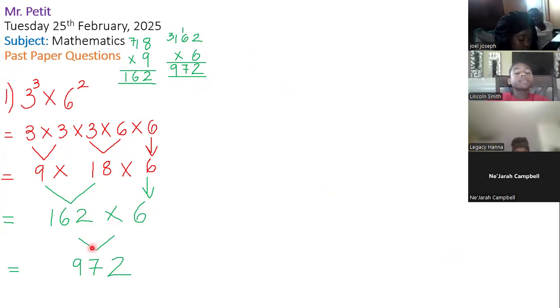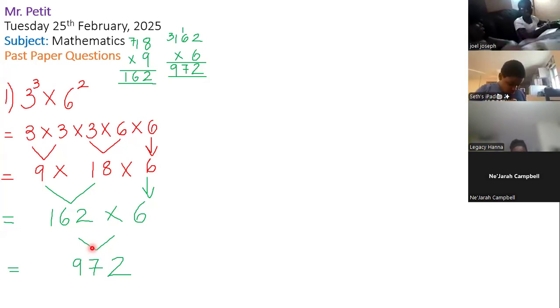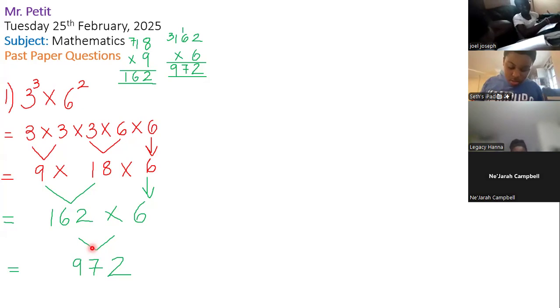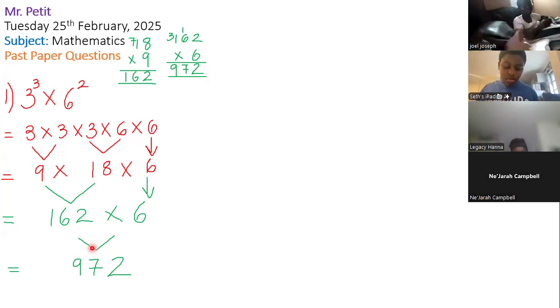And Lincoln, explain how we got 972. So we have 3 to the power of 3 and 6 to the power of 2. So we rewrite 3 to the power of 3, which is going to be 3 times 3 times 3. And we're going to write 6 to the power of 2, which is going to be 6 times 6. 3 times 3 is 9. 3 times 6 is 18. Then we bring down the 6. And then we multiply 9 times 18, which will give us 162. And we bring down the 6 again. And then we're going to multiply 162 by 6. And then that's how we got 972.